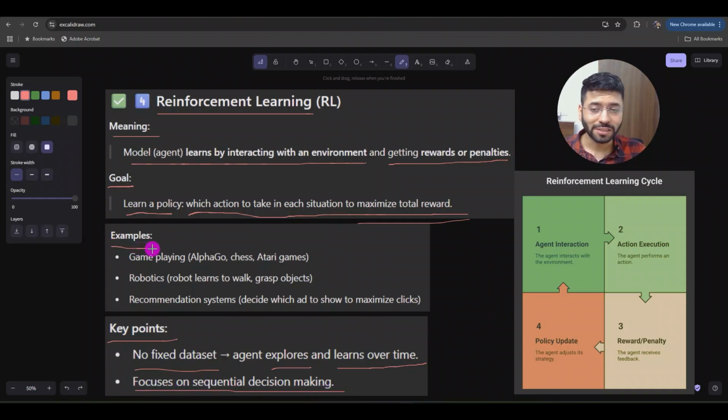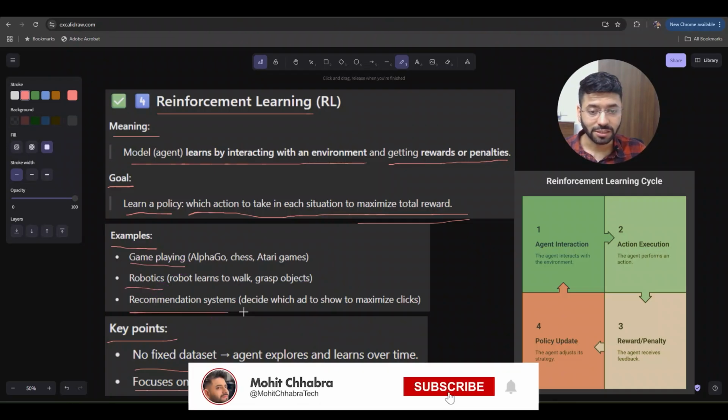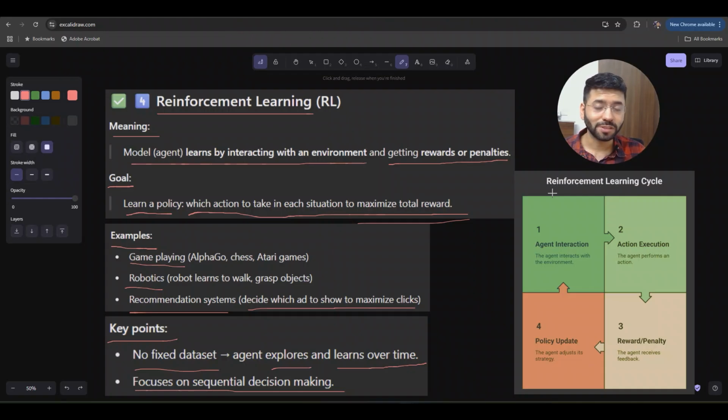Some of the examples of this can be game playing, robotics, recommendation systems, deciding which ad to show to maximize the clicks. Here you can see the visual representation of the same. The agent interacts with the environment. Then it will take some action and then it checks for reward or penalty. Whatever feedback you get, whether it was positive or negative, based on that you update the policy. Your strategy changes based on the reward or the penalty that you get.